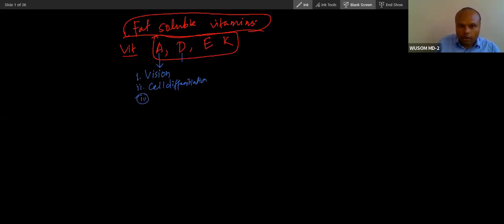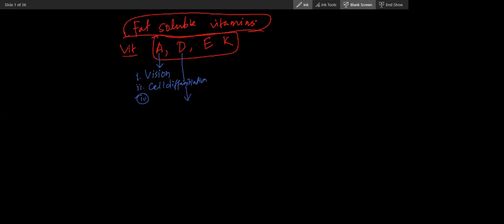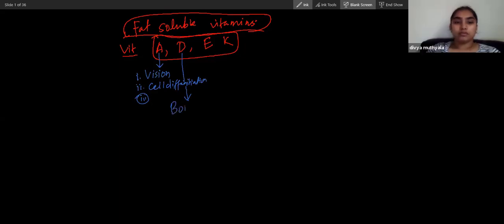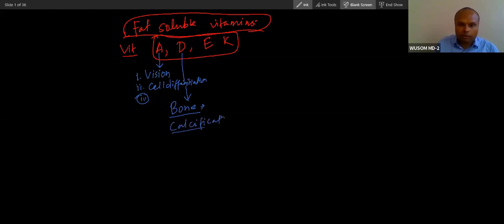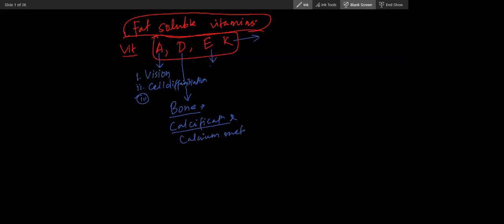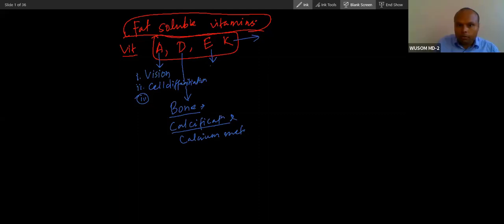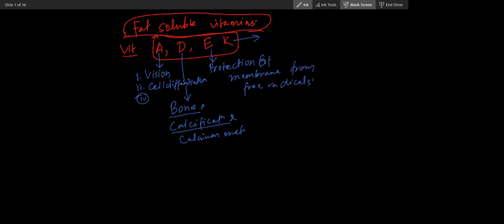Now, what is the function of vitamin D? It's for bone. Bone calcification. So it is related to calcification and calcium metabolism. What is the function of vitamin E? Protection from free radicals, protection of the membrane from free radicals. What is the function of vitamin K? Blood clotting, hemostasis, coagulation factors.